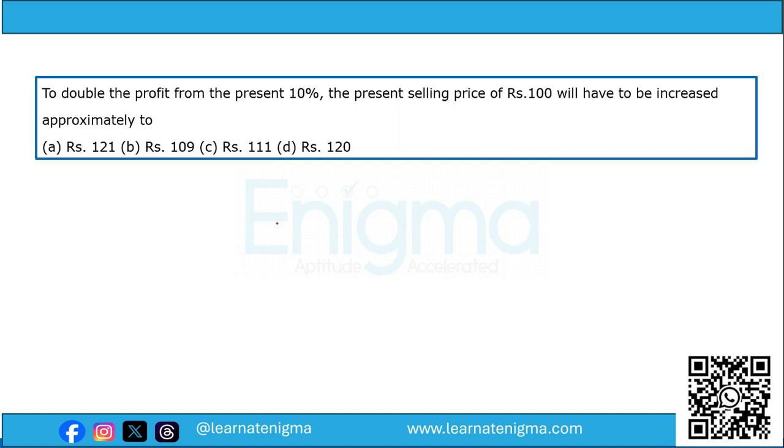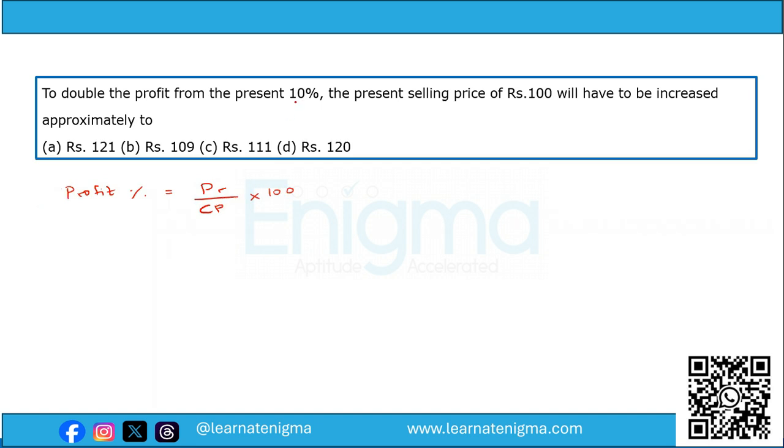To double the profit from the present 10%, the present selling price of rupees 100 will have to be increased approximately. Now, the formula for profit percentage is profit upon cost price into 100.